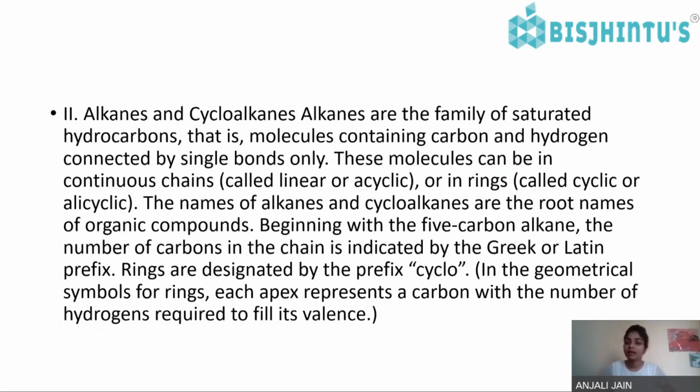The names of the alkanes and cycloalkanes are the root names of organic compounds. If it is in the ring form, then you have to add cyclo, or if it is in the linear or acyclic form, then you just mention the alkane root. Beginning with the 5-carbon alkane, the number of carbons in the chain is indicated by a prefix. Rings are designated by the prefix cyclo. In the geometrical symbols for rings, each apex represents a carbon with the number of hydrogens attached to fill the valency, because carbon has a valency of 4. So in the geometrical symbol, we have to fulfill the valency of carbon by attaching hydrogens at the apex point, at the tip point.